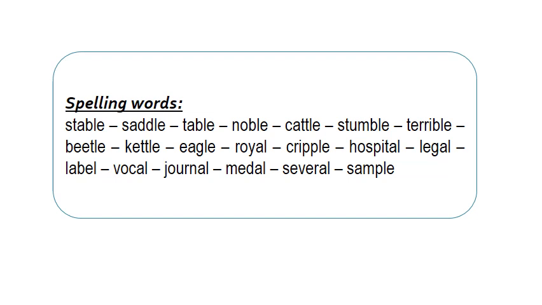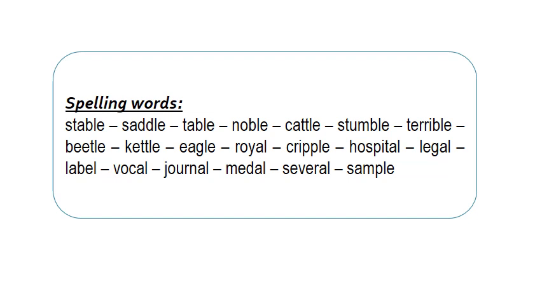Beetle, T-L-E. Cattle, T-L-E. Eagle, G-L-E. Royal. What do I have at the end? A-L, but it makes the same schwa sound, so it's included in this type of syllable. Cripple, P-L-E. Hospital, T-A-L, A-L at the end. Legal, A-L.